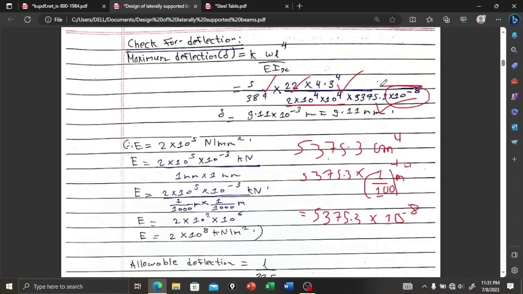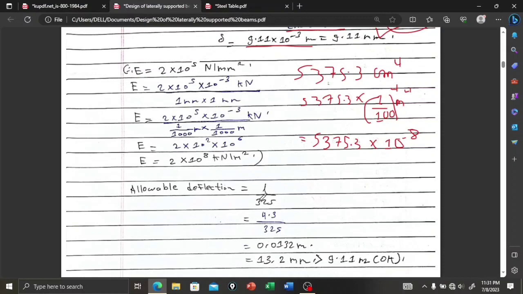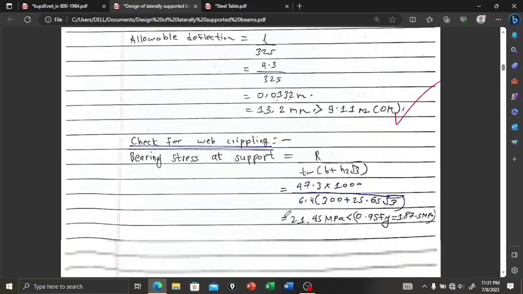So minus 8. So delta will be 9.11 into 10 power minus 3 meter, that is into 1000 gives 9.11 millimeter. So allowable deflection is L by 325. Length is 4.3 divided by 325, this is 0.0132 into 1000 is 13.2 millimeter. So it is greater than this 9.11, so safe in deflection. Okay.